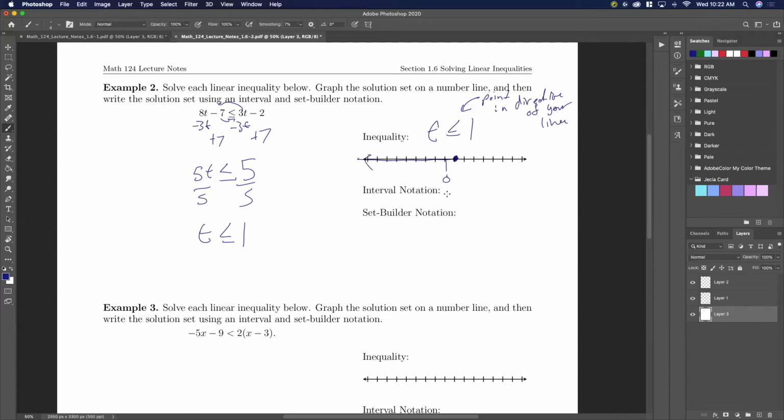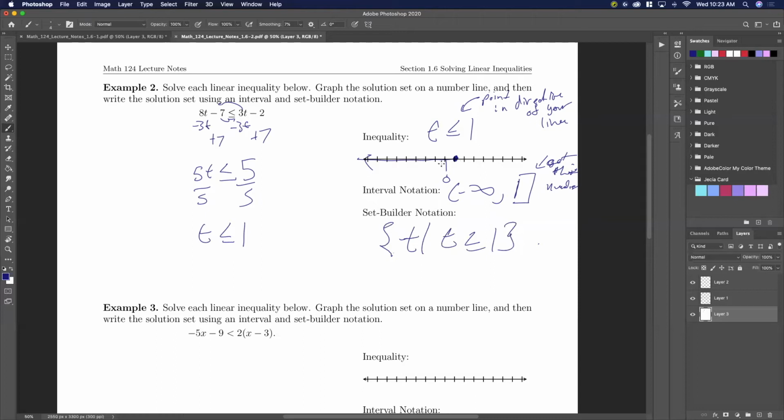The interval notation is negative infinity, and this time we actually do make it to 1, so I put a bracket. It means I can get there. I can get to this number. This means included. And then set builder notation is the following. Once again, if you forgot, these brackets mean the set of t, this line means such that, t is less than or equal to 1.